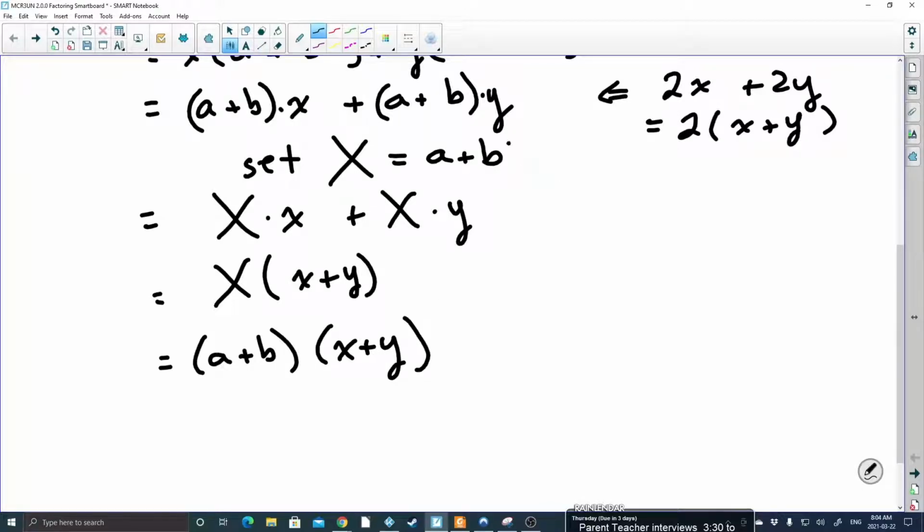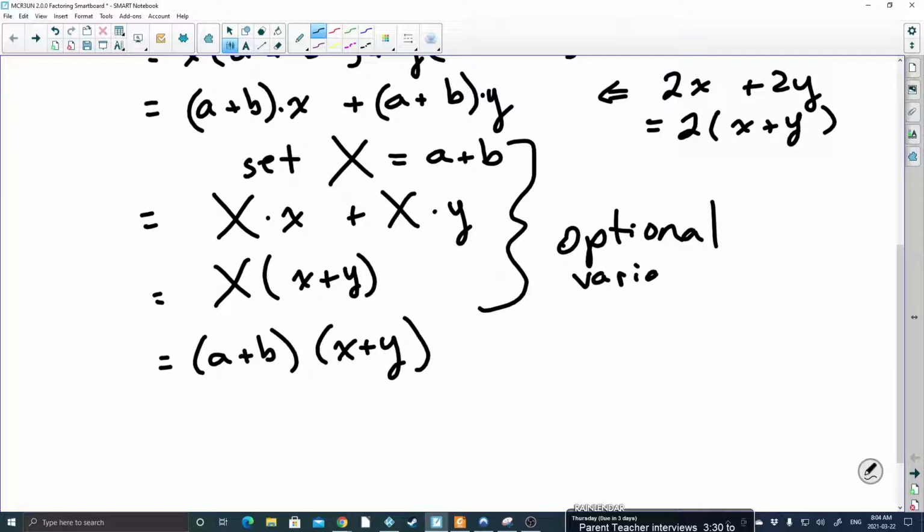So this is optional. You don't have to do the variable substitution. But sometimes it does help, and we will be using it later on in certain situations as well.